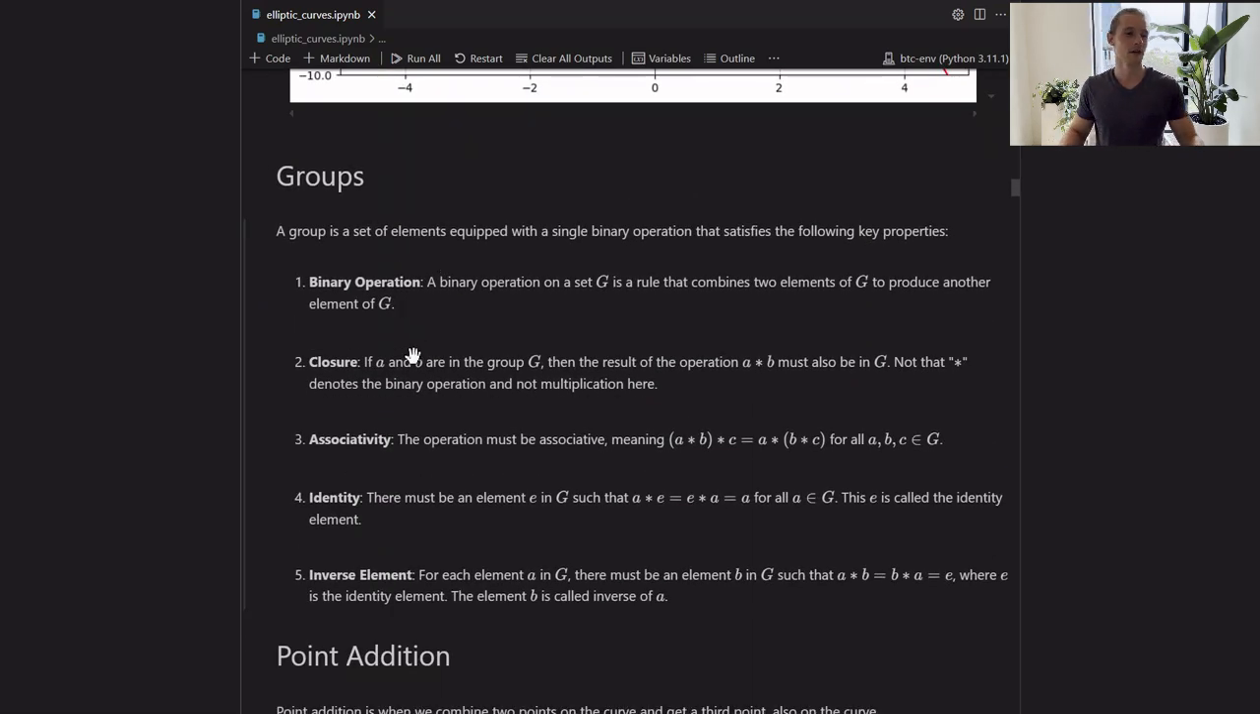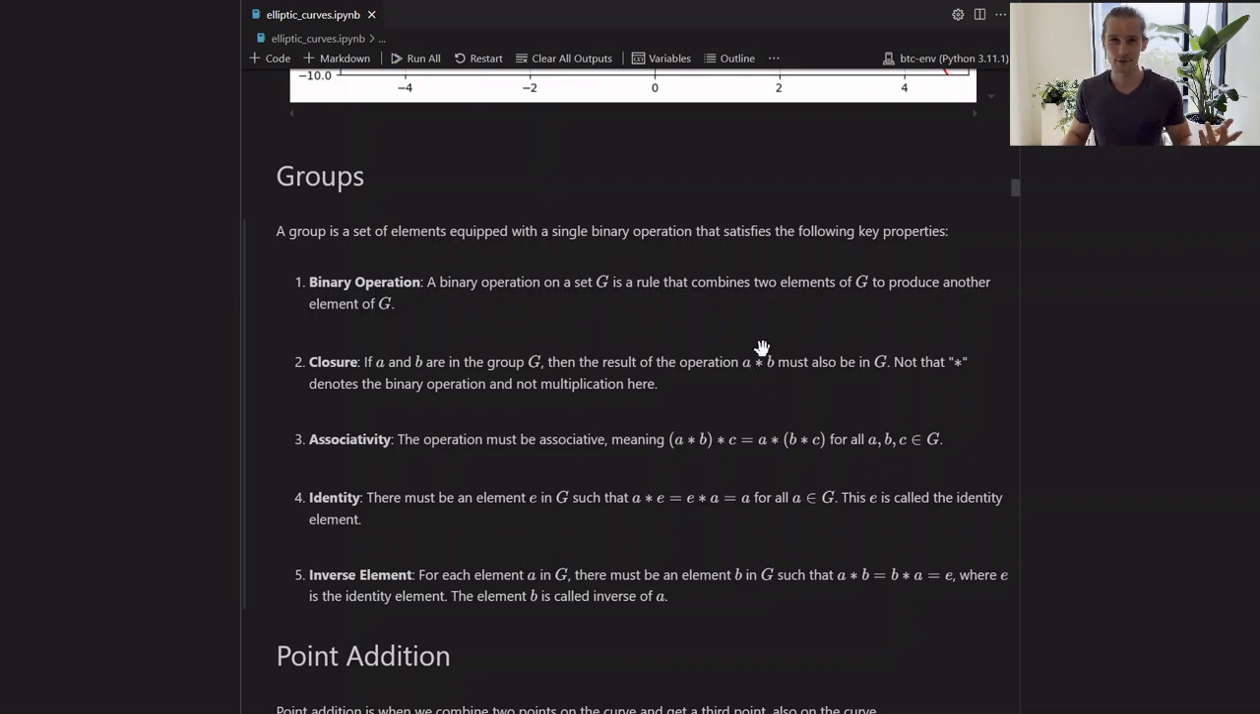Okay, let's look at groups. So, as is stated here, a group is just a set of elements equipped with a single binary operation that satisfy the following key properties. Now, the first property here is just the binary operation, and then after point 2 we get to the actual properties. So, a binary operation is basically just an operation that combines two elements in a group to produce another element that's also in the group.